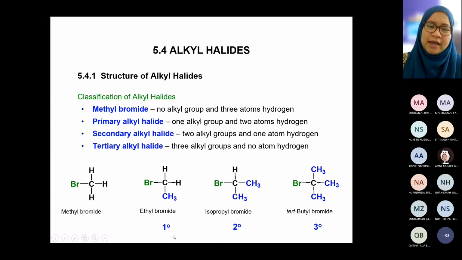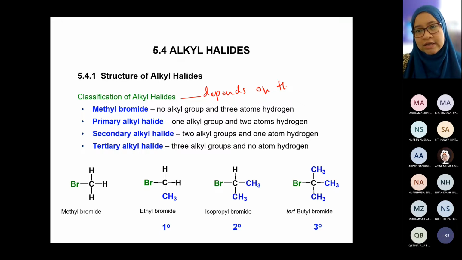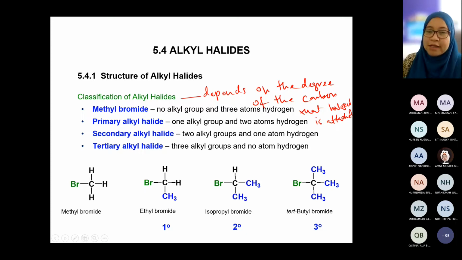Okay, let's start with primary halide. So why do we call this molecule a primary halide? Here is the tip: to classify the alkyl halide, it depends on the degree of the carbon that the halogen is attached to. It depends on the carbon attached to the halogen, what the degree of that carbon is.